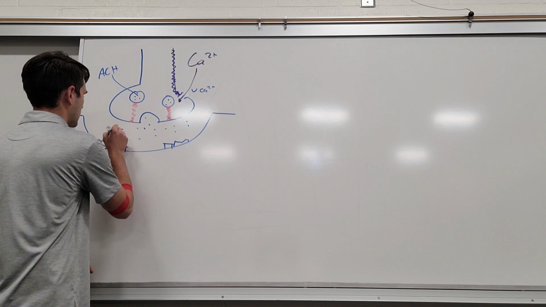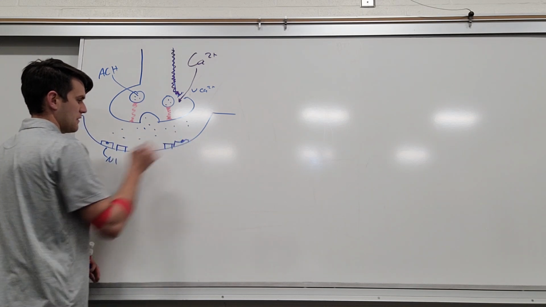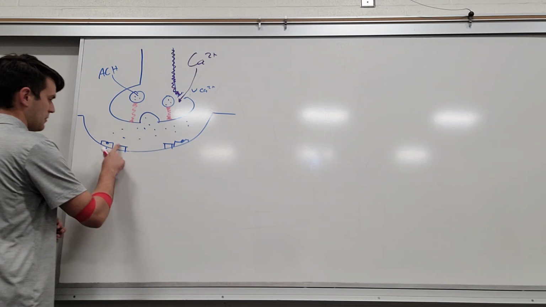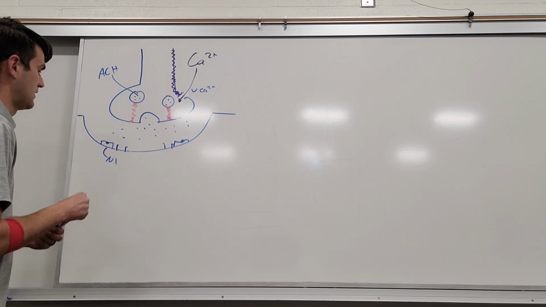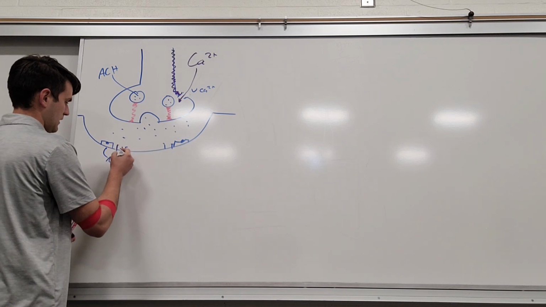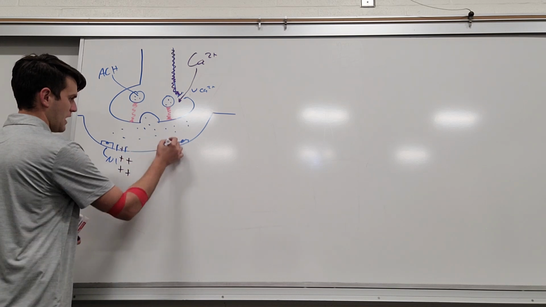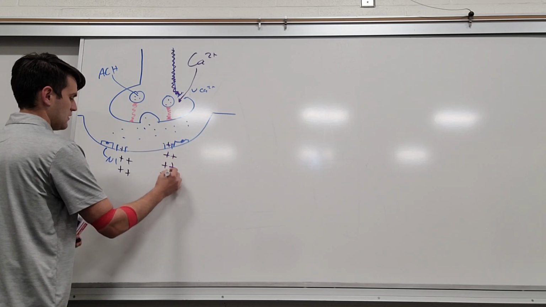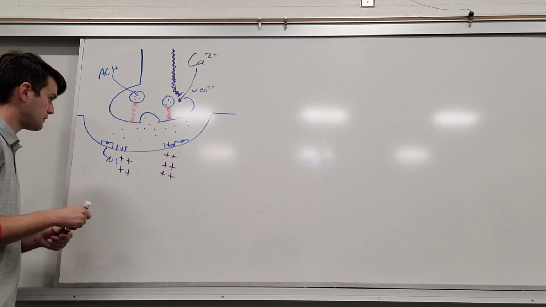And eventually those acetylcholine molecules are going to bind to our N1 receptors. And when those ligands bind to our N1 receptors, it's going to open up our cation channels and allow lots of sodium and calcium, but lots of positive charges to flow into our muscle cell through the sarcolemma, okay?